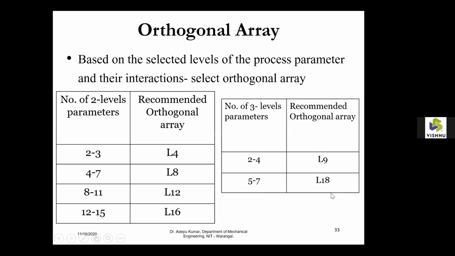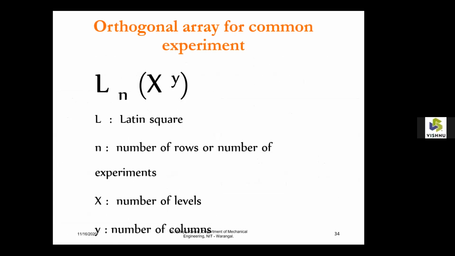Similarly, if you are using 5 to 7 parameters, L18. What is L? What is 18? What does 9 mean? This is the standard notation used for orthogonal arrays: Ln (X to the power of Y). L is Latin square. N is the number of rows, or number of experiments. So L9 means 9 experiments, and L18 means 18 experiments. X is the number of levels and Y is the number of columns, which is equivalent to the number of parameters.